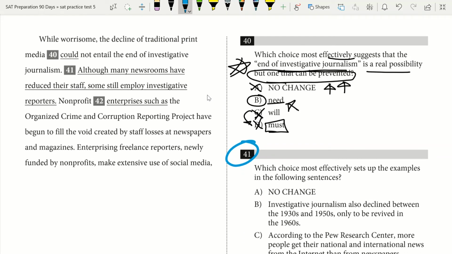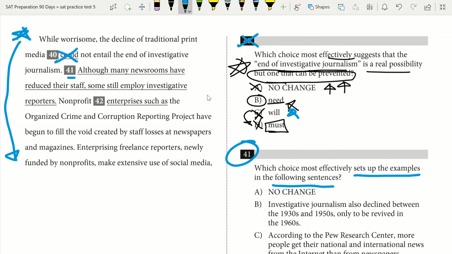So we're going to start up top here at the beginning of this paragraph. That way you can get an idea of context for how to set up the examples in the sentence, right? So we have well worrisome, the decline of traditional print media, and then this is going to be need not entail. 40, the correct answer there is going to be need. I'm not going to get into that because that's not part of the tips for the day. Then we go on, we have 41.